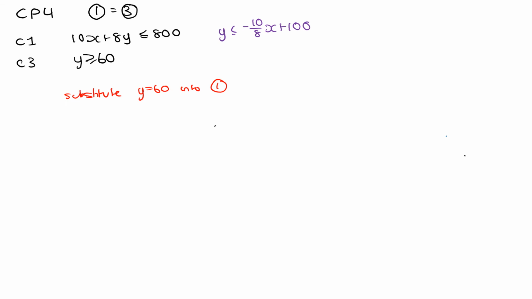So if we go ahead and do that, and again, you can choose to either put it into y is equal to minus 10 upon 8x plus 100, or you can put it into 10x plus 8y is equal to 800. Choose whichever one makes your life easier. And I realize my 800 looks like 100, so let's just rewrite that quickly. I'm going to choose the second version of this equation. So if I do that, I can then just have 10x plus 8 times 60 is equal to 800.